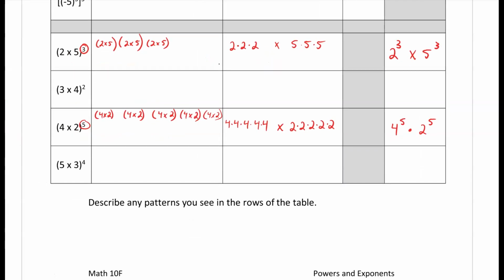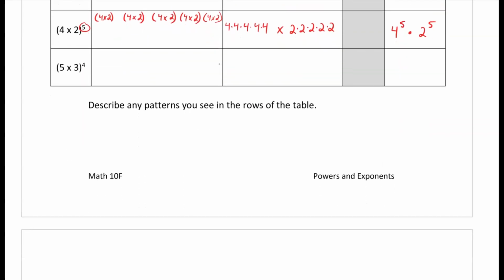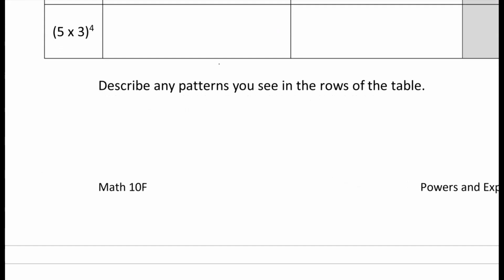Again, I'm going to leave this last one here for you to practice. Make sure you're checking in the class OneNote to make sure you have the correct answer. The last thing on this page says to describe any patterns you see in the rows of the tables. So in the tables above, what do we notice? What pops up that's similar all the way through?